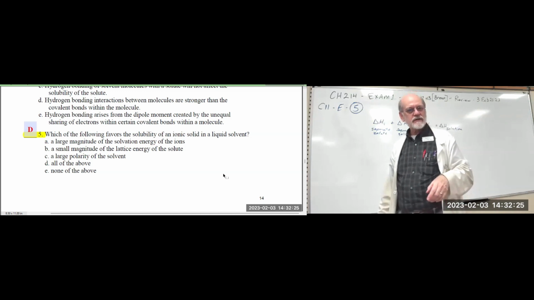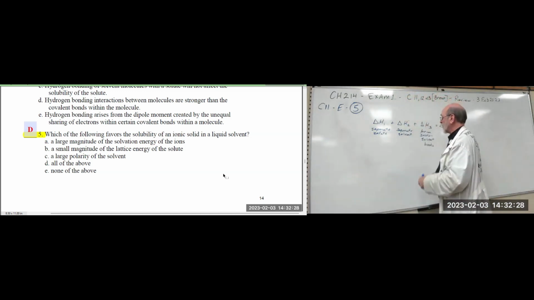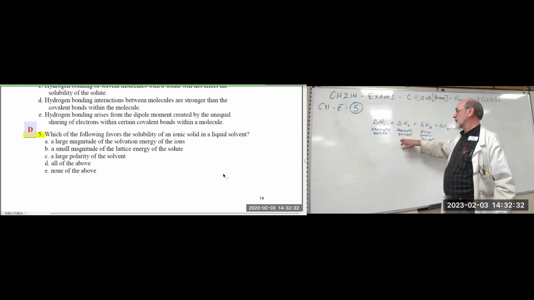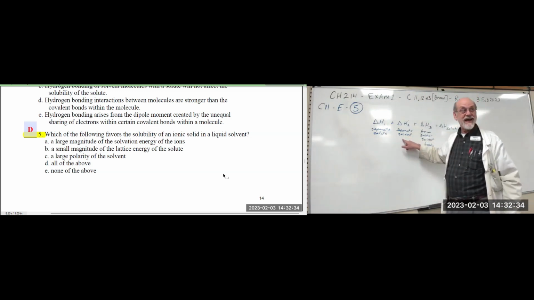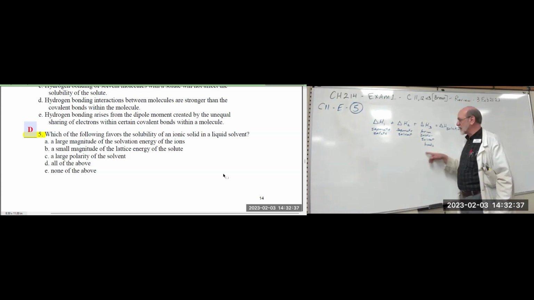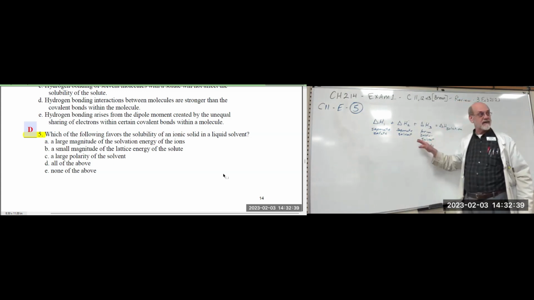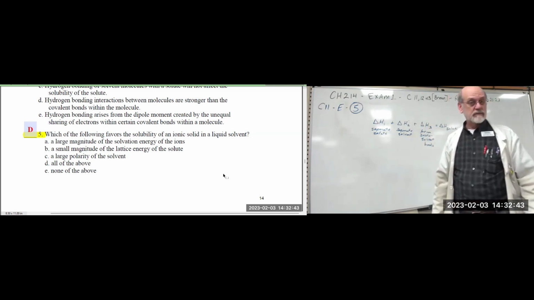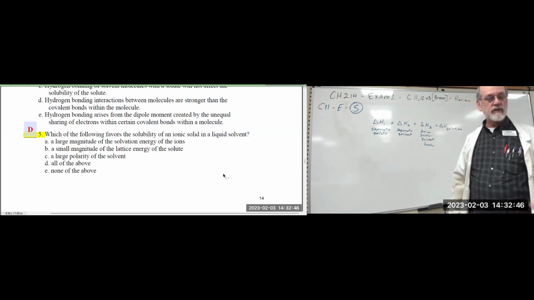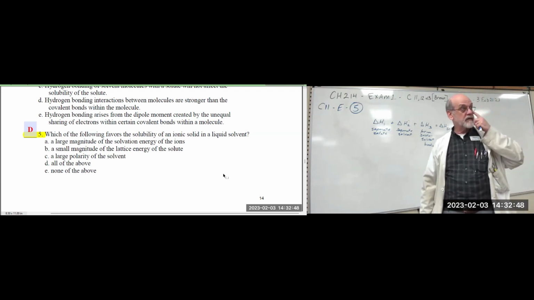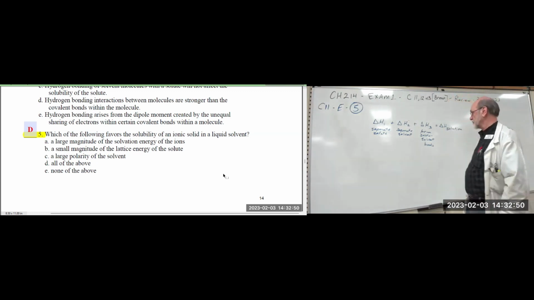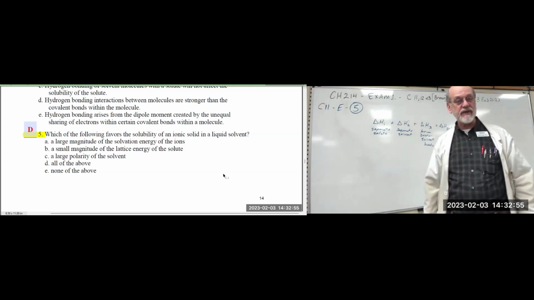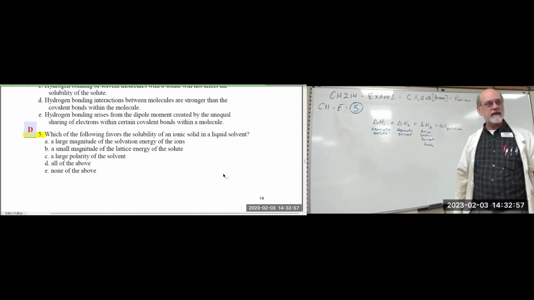A large polarity of the solvent. The large polarity of the solvent is going to make this pretty high, but when it interacts over here, it's going to make that high too. So they sort of counterbalance. So all of the above contribute to the solubility of an ionic solid in the liquid solvent. Okay, that's why I think D is the best answer. All of those are effective.